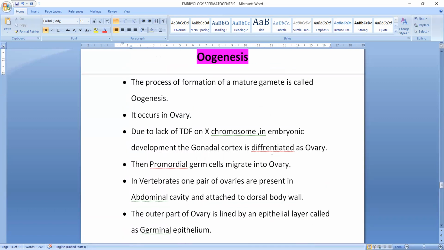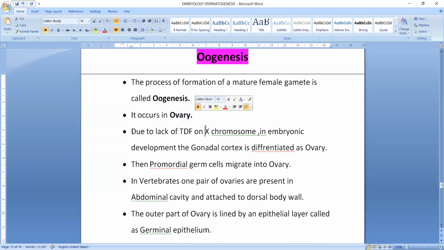And then let's come to oogenesis. The process of formation of the mature female gamete is called oogenesis. Simply, formation of ovum is called oogenesis. It occurs in the ovary. Here in female, two X chromosomes are present, as in human beings. Due to lack of this gene, the testis determining factor is absent in female.